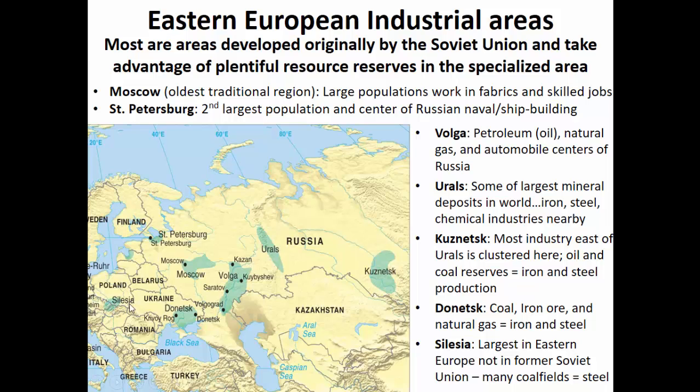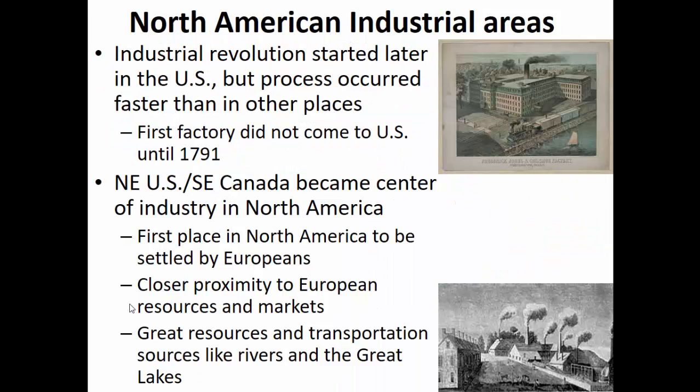On to North America. Remember, the Industrial Revolution started later in the U.S. than other places, but it occurred faster. And so it started later, but it happened to go by quicker. The first factory didn't come to the U.S. until the 1790s, which again was almost 100 years after other places started the process.